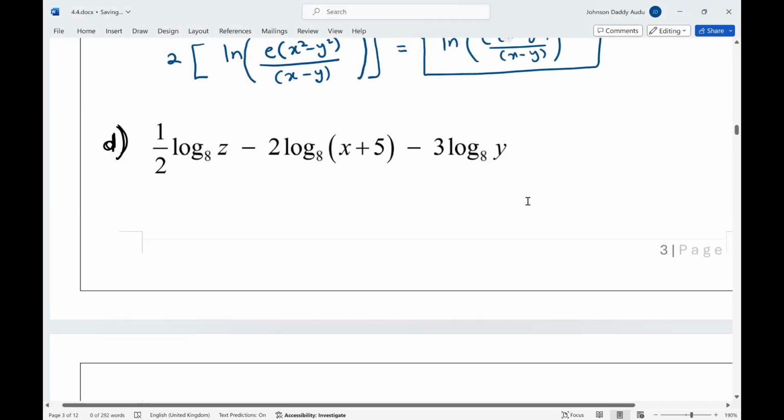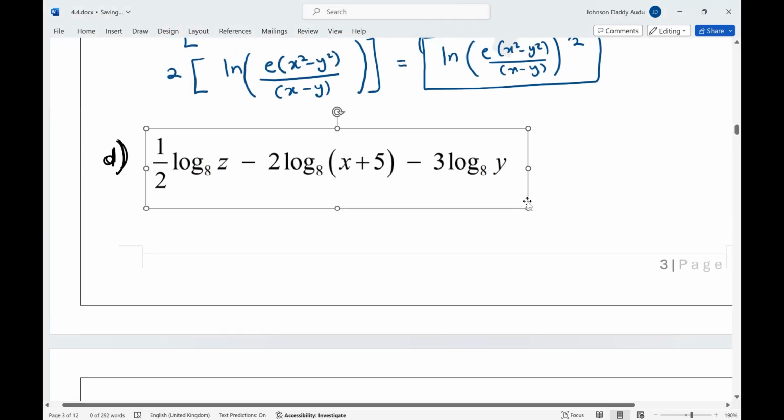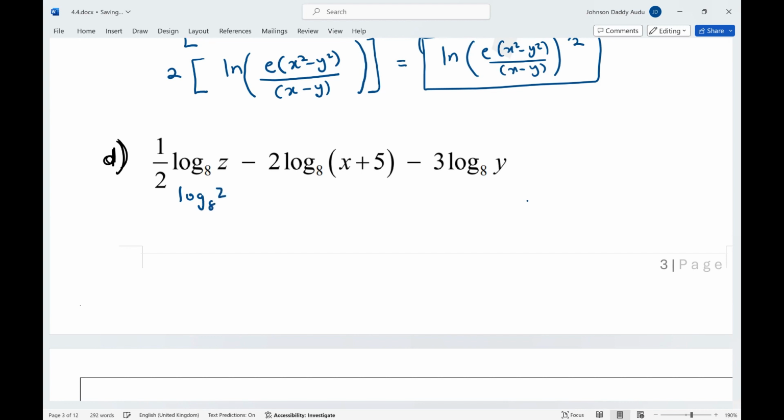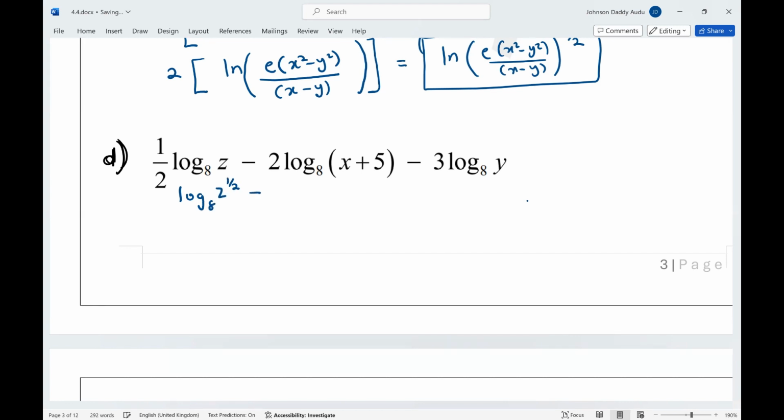D, looking at this, what can we do? We can rewrite this also very easily. Here we have how many terms? We have 3 terms as well. So first of all, we can write this as log 8 z half minus log to base 8 x plus 5 all to power 2. Then here also it's minus log to base 8 of y to power 3.